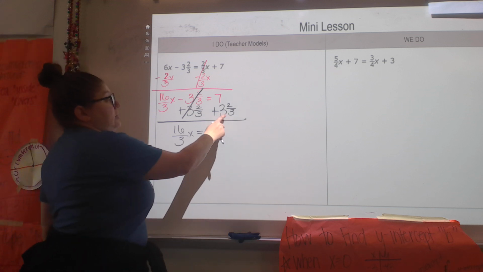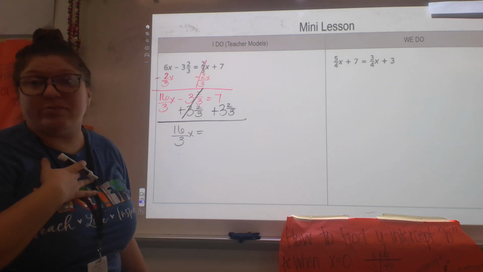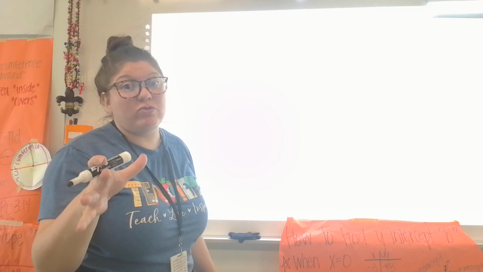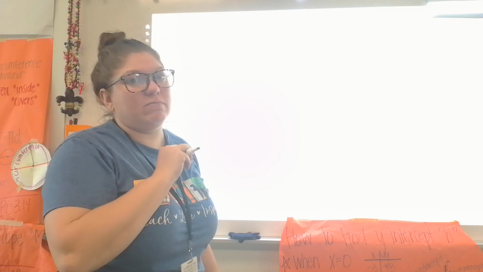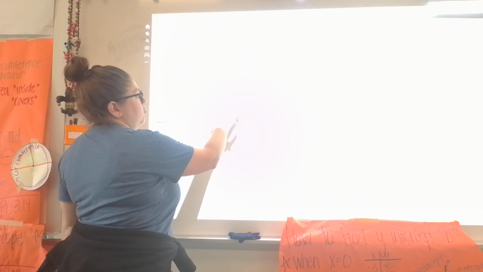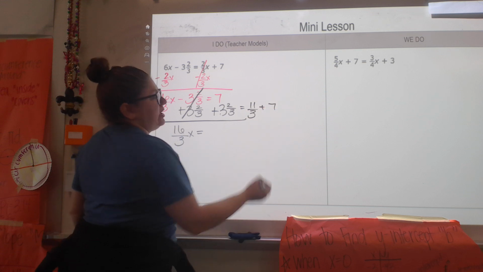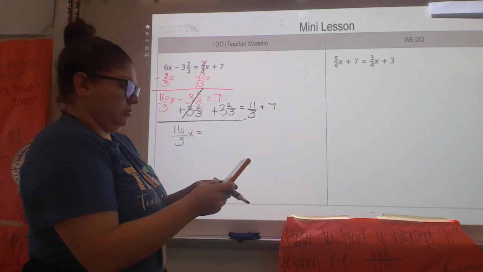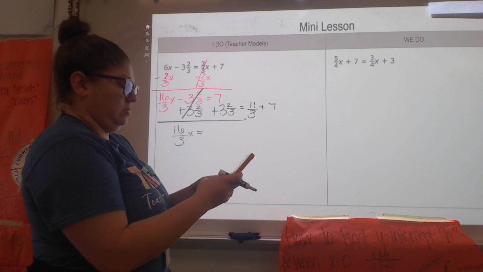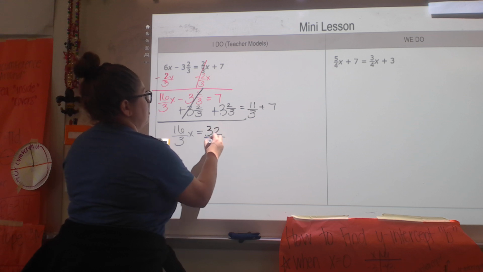I'm going to make this an improper fraction because I'm going to be honest, Ms. Harkins doesn't know how to put a mixed number into the calculator. However, if your teacher knows and can teach me, I am totally open for that. So 3 times 3 is 9 plus 2 is 11, so that's 11 over 3. So in my calculator, I'm going to do 11 over 3 plus 7. So that gives me 32 over 3.